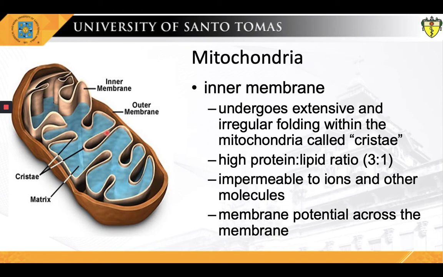This membrane undergoes an extensive and irregular folding within the mitochondria. The inward folds are called cristae. The fluid-filled interior of the mitochondria is called the matrix or central space. The inner mitochondrial membrane contains more than 100 different polypeptides, and has a very high protein to phospholipid ratio of more than 3:1 by weight.